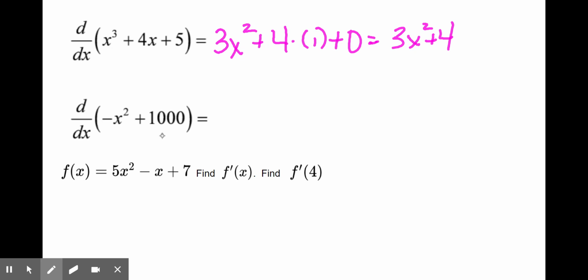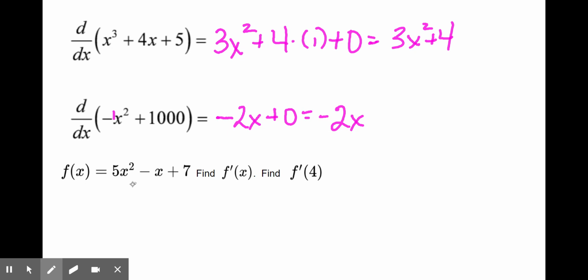Negative x squared. All right, so that's really a negative 1 in the front there. So leave the negative out of it. The derivative of x squared is a 2. Bring the 2 down, take 1 from the power, x. The derivative of 1,000 is nothing. It's just a number by itself. It's a constant. So my derivative is negative 2x.